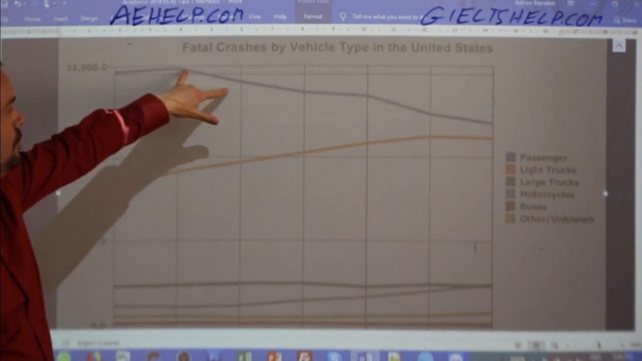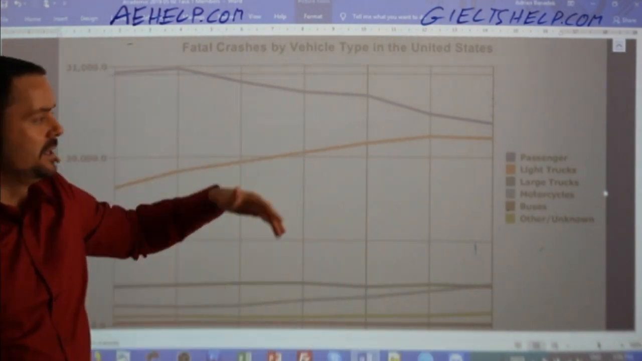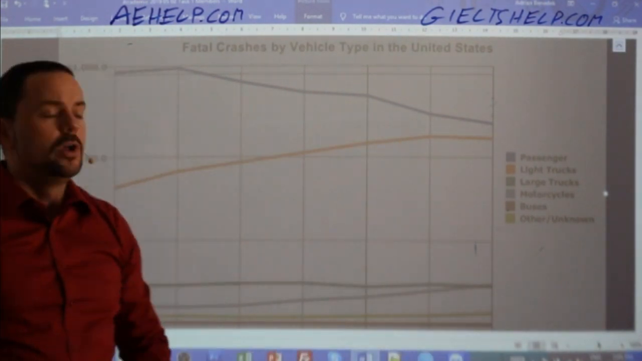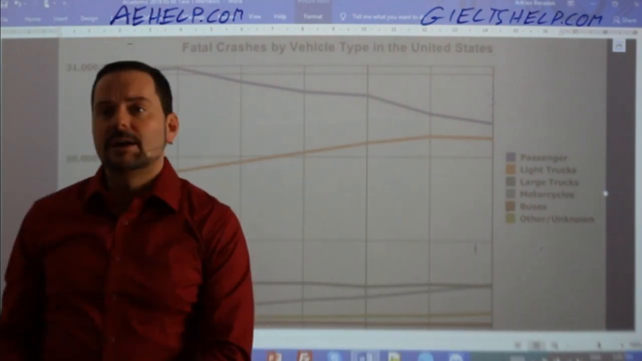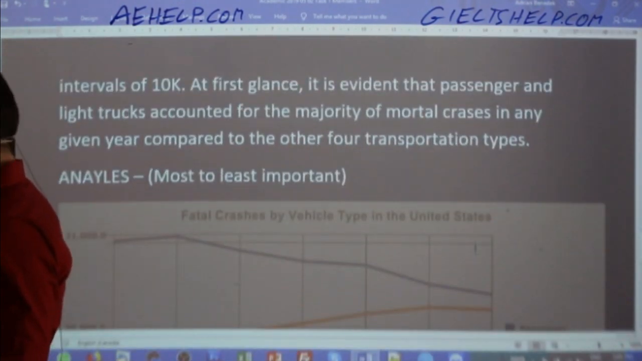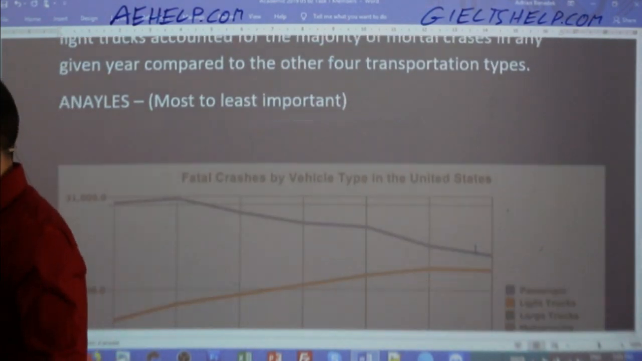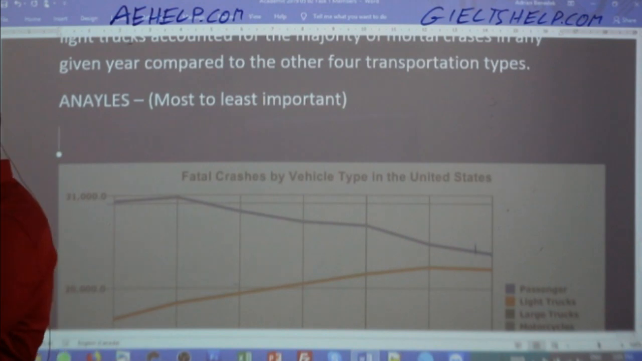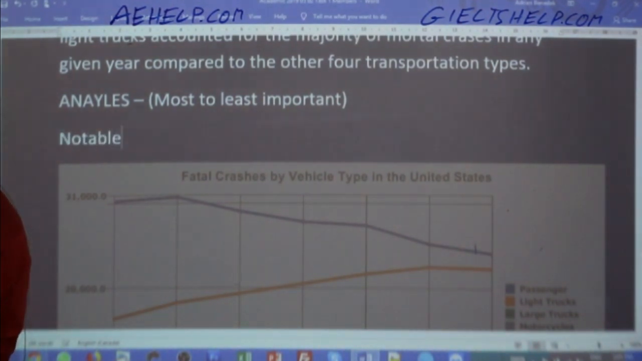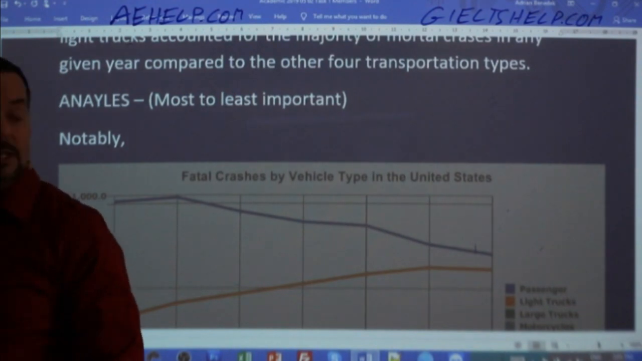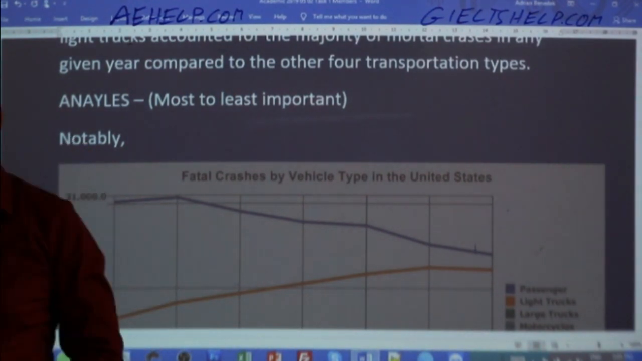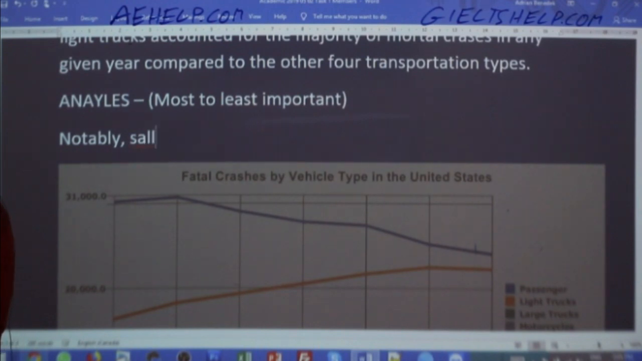Roughly about 2,000 less each year, 1,500 to 2,000 less fatalities each year. Okay, let's write that. So let's write that first sentence. Okay, I'm going to do that, and you do the same, and then we can compare what we have with each other. There's more than one way to skin a cat, as the expression goes in English, so my sentence isn't the only way. So notably is good to use for this because it's obviously the most significant. So notably, small cars.